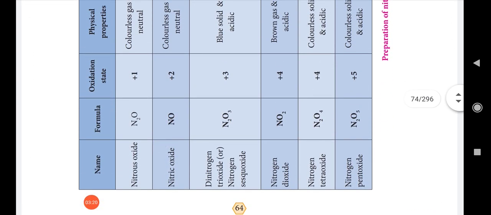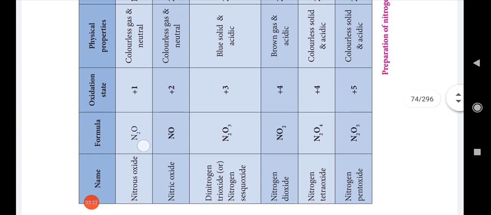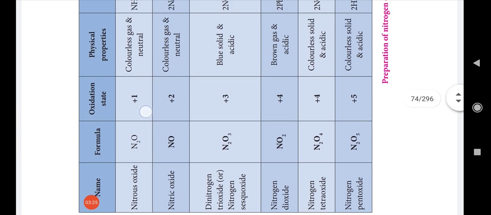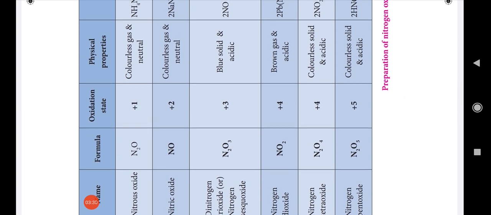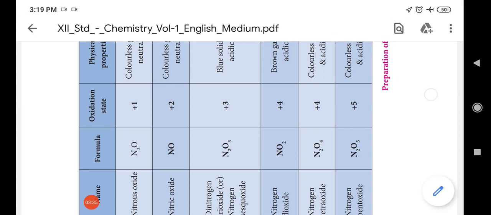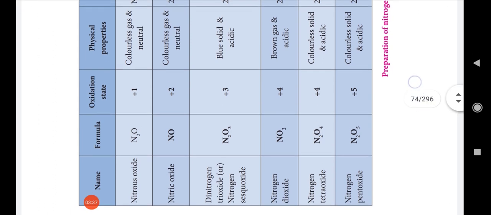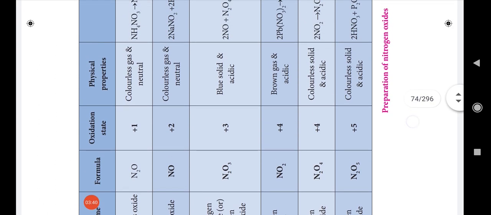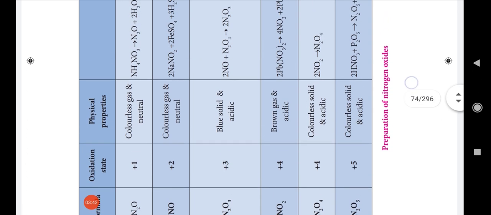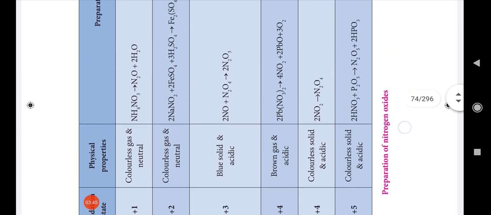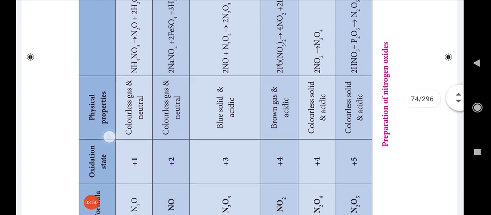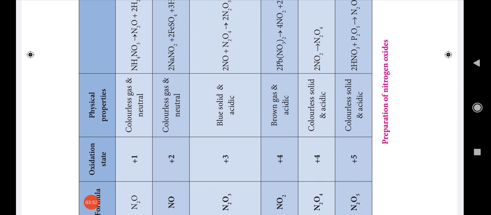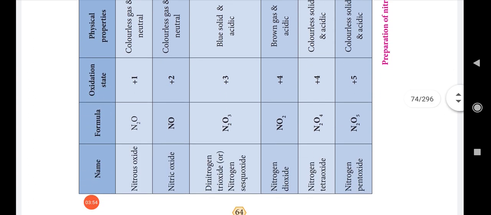Then nitrogen tetroxide, N2O4. Its oxidation state is +4. It is a colorless solid. If you look at the above, the first 2 are colorless gases, the third one is a blue colored solid, the fourth one is a gas, and the fifth one, nitrogen tetroxide, is a solid and acidic in nature. It is prepared by heating nitrogen dioxide. 2 molecules of nitrogen dioxide combine together to form N2O4.